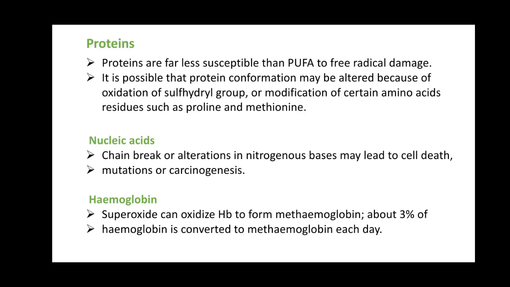Cellular malfunction and impaired membrane and transport functions are also affected by free radical generation. And for hemoglobin, superoxide can oxidize hemoglobin to form methemoglobin. About 3% of hemoglobin is converted to methemoglobin each day in cases of free radical production. So thus it concludes with reactive oxygen species, generation of ROS, and effects of ROS on biomolecules. Thank you.